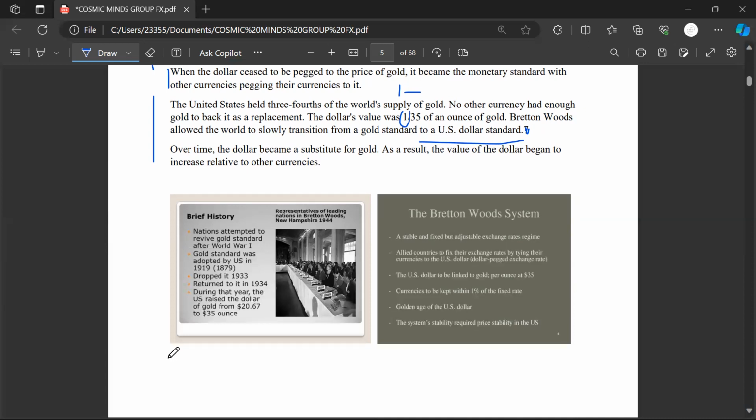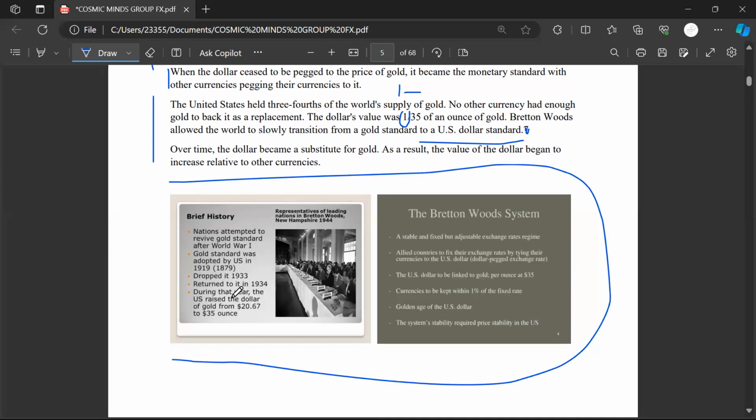The history of that: nations attempted to revive the gold standard after World War One. The gold standard was adopted by the USA in 1919, dropped in 1933, and returned to in 1934. During that year, the USA raised the price of gold from $20 to $35 an ounce. Wow. Now, what is the Bretton Woods system?